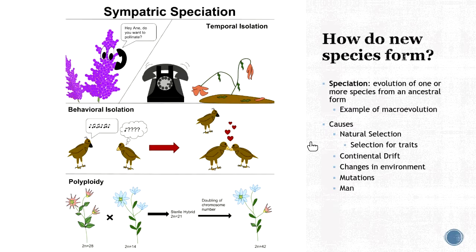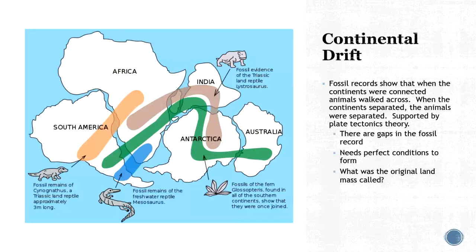Now, there's different ways these causes. We can have natural selection, where we select for certain traits. And it could be due to continental drift, or changes in environments, mutations, or even man can lead to new species being formed. So continental drift is one of them.